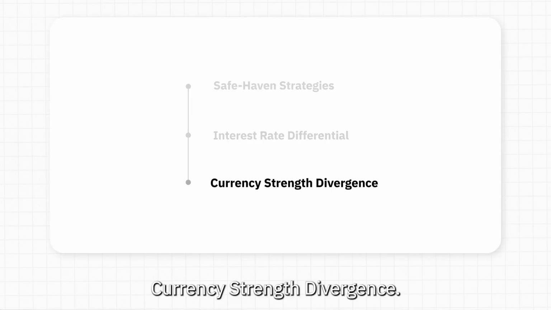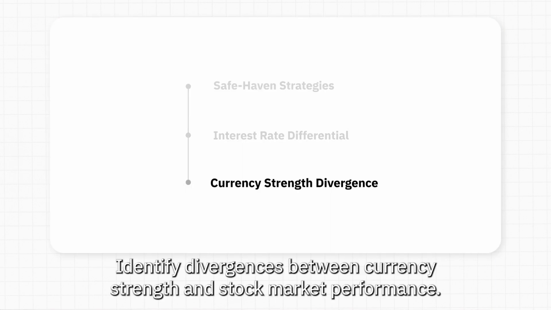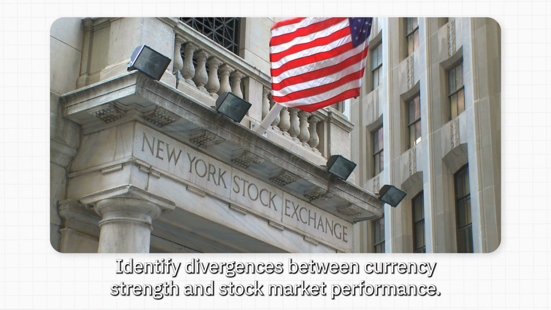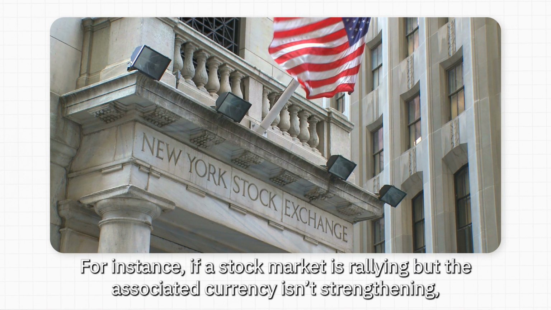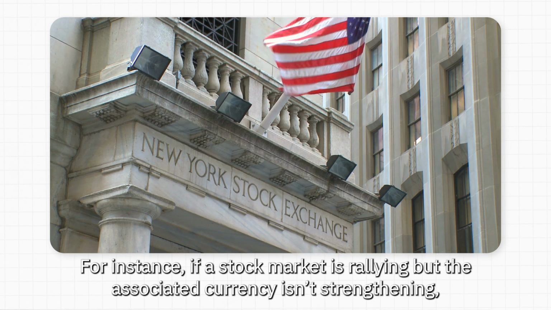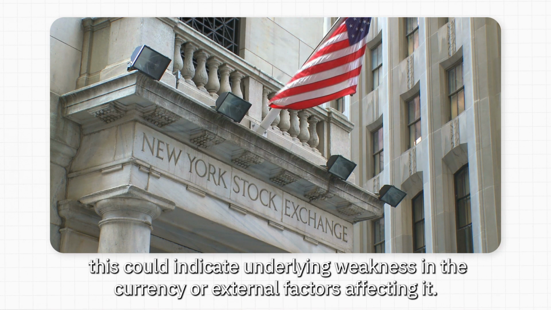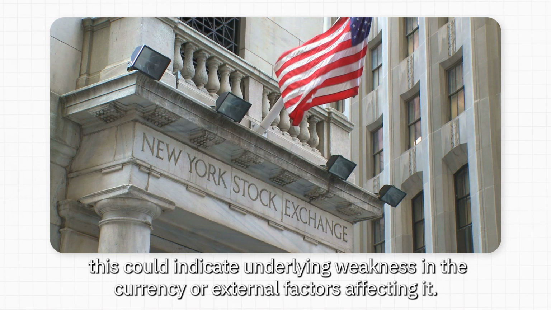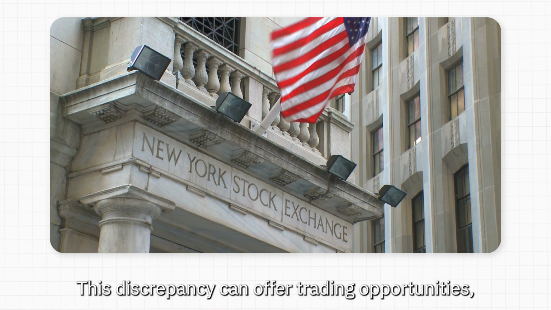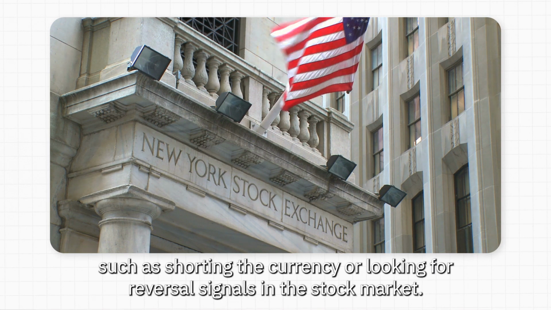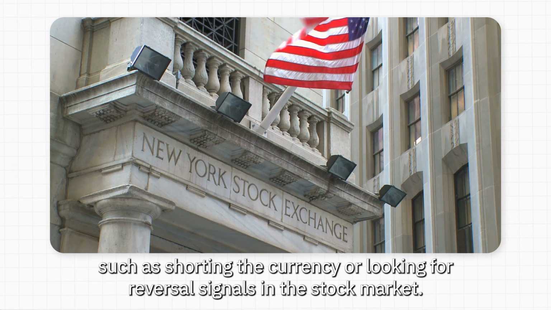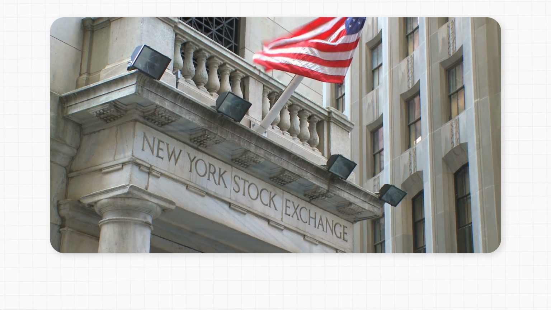Currency strength divergence. Identify divergences between currency strength and stock market performance. For instance, if a stock market is rallying but the associated currency isn't strengthening, this could indicate underlying weakness in the currency or external factors affecting it. This discrepancy can offer trading opportunities such as shorting the currency or looking for reversal signals in the stock market.